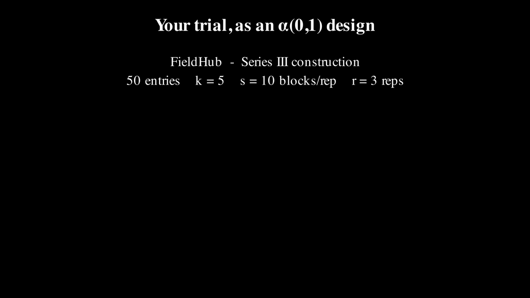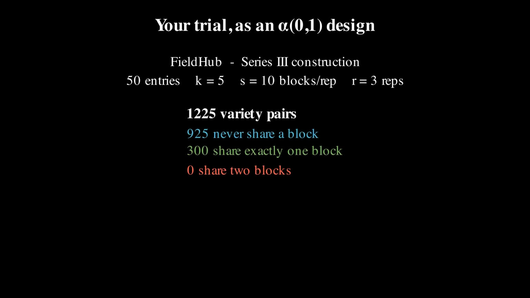This scales straight to your real trial. 50 entries, blocks of 5, 10 blocks per replication, 3 replications, generated by Field Hub with the same Series 3 construction. Because the block size, 5, is at most the number of blocks, 10, it is an alpha-01 design. Of all 1,225 pairs, 925 never meet, 300 meet exactly once, and not 1 pair is forced to co-occur twice. Same recipe, same randomization, larger field. Construct once, randomize per site.